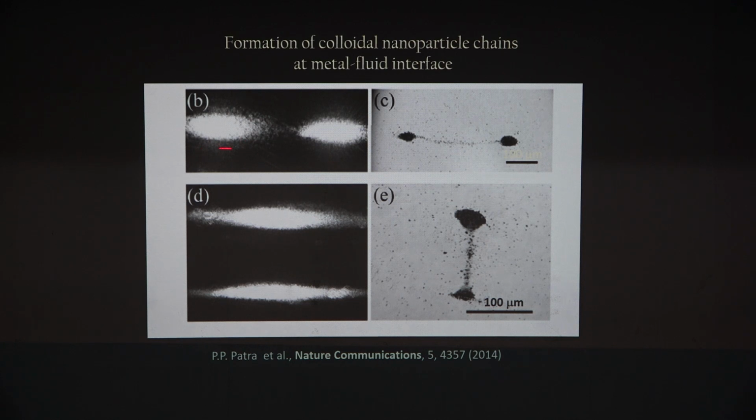What you are now looking at is the configuration of forming these long chains, and mind you, this is over a very large spatial scale. Then you are able to aggregate the particles, and you can also connect these aggregates with this particular chain. And this is all happening at metal fluid intervals. So if you switch off the light, these particles, which are Brownian objects, will go back to the conventional room temperature.